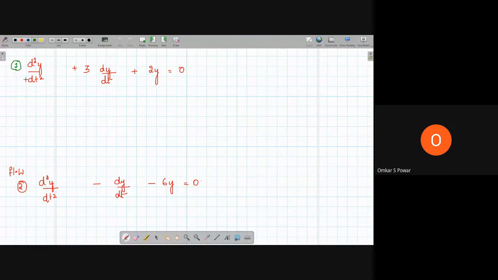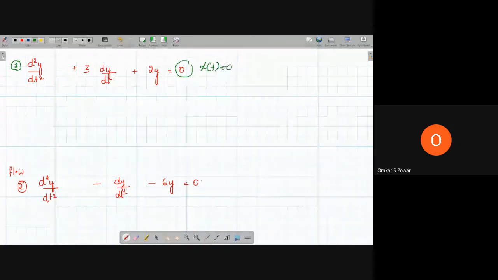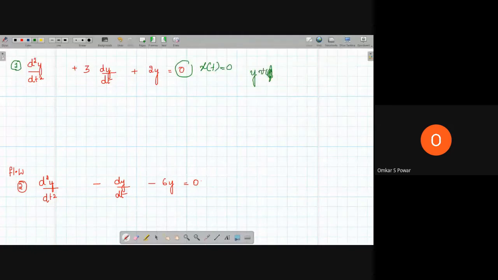d square y by dt square plus 3 dy by dt plus 2y equal to 0. For this equation, since here x of t is equal to 0, you will get only the natural response for the system, and you will not get the forced response, because here x of t is equal to 0. First see what is there, then you go to calculate the natural response or the forced response. So the forced response is 0. Then what is the natural response? How do we get that? So we will solve that.